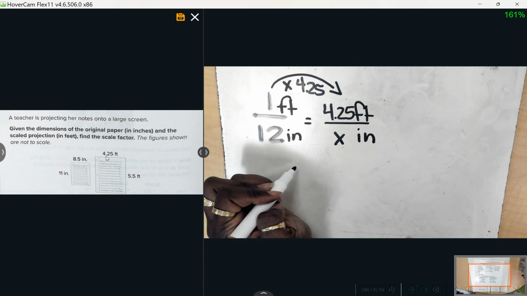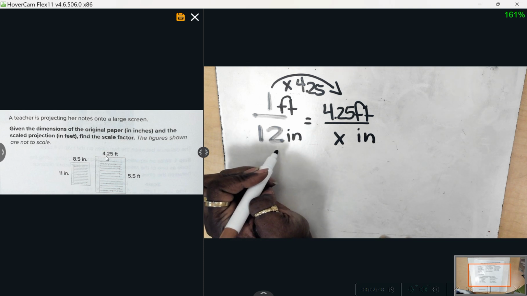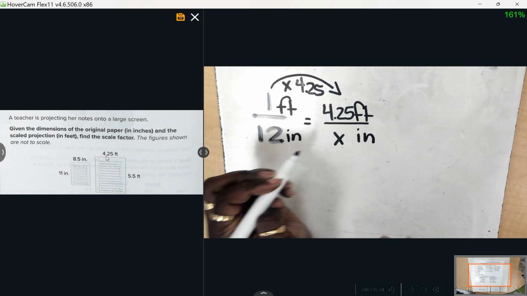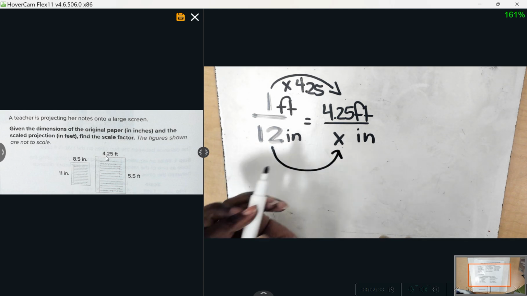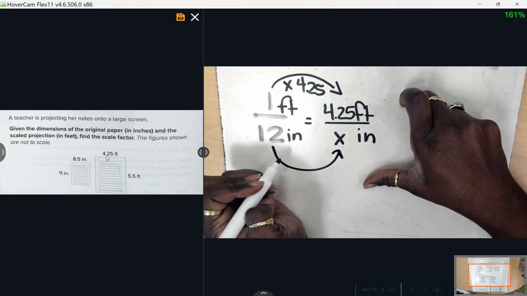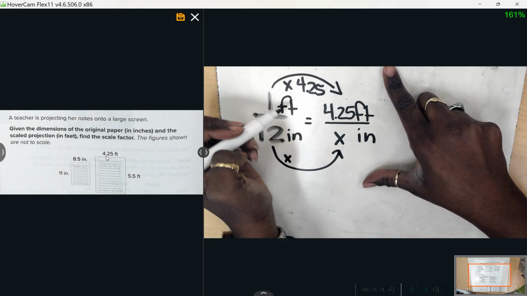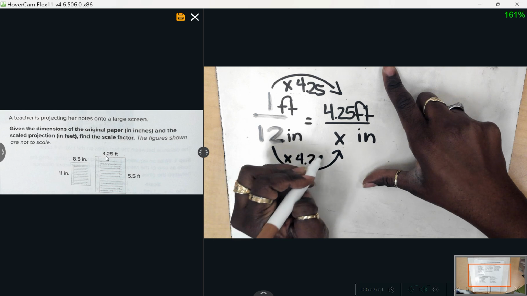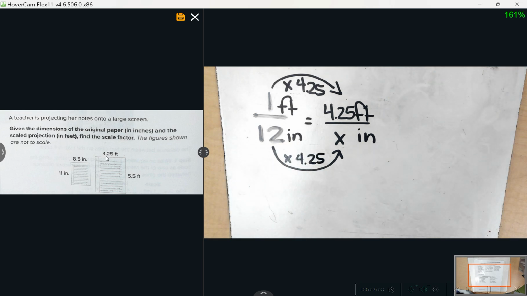To determine which way we need to go, we need to find out what we know and work our way towards what we don't know. So I'm going to go from here to here. I am going in the same direction from left to right on both of those. And so now I'm going to use the same operation and the same quantity. Okay, so I have 12 times 4.25.